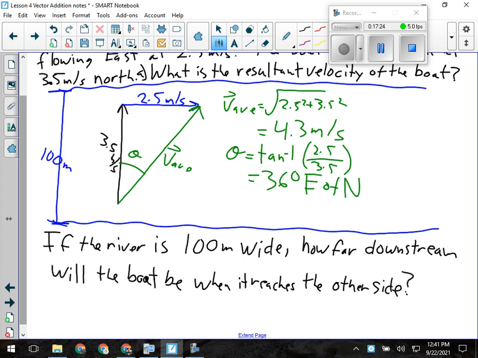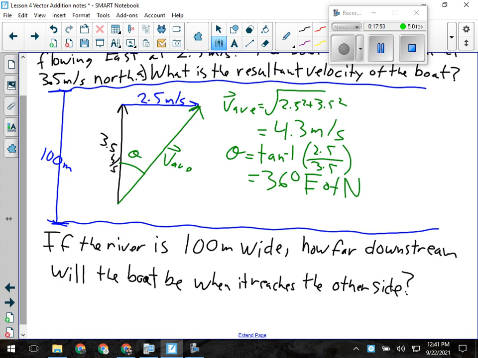Do I know how fast I'm going straight across the river? How fast am I going straight across the river? 3.5 meters per second. That's how fast I'm rowing across the river. If it's 100 meters across the river, can I figure out how long it takes me to go across the river? Can I use that? What will I use it for? This is the tricky part.